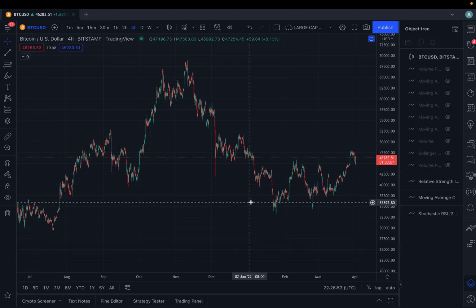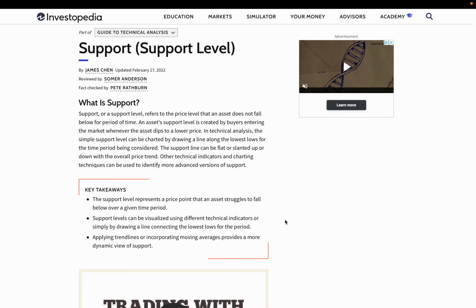So what exactly is a support level? Let's go to handy dandy Wikipedia here, and it says support, or a support level, refers to the price level that an asset does not fall below for a period of time. An asset's support level is created by buyers entering the market whenever the asset dips to a lower price. In technical analysis, the simple support level can be charted by drawing a line along the lowest lows for the time period being considered. A support line can be flat or slanted up or down with the overall price trend. Other technical indicators and charting techniques can be used to identify more advanced versions of support.